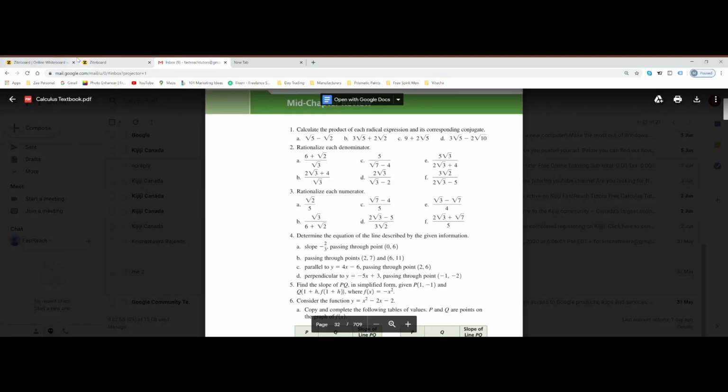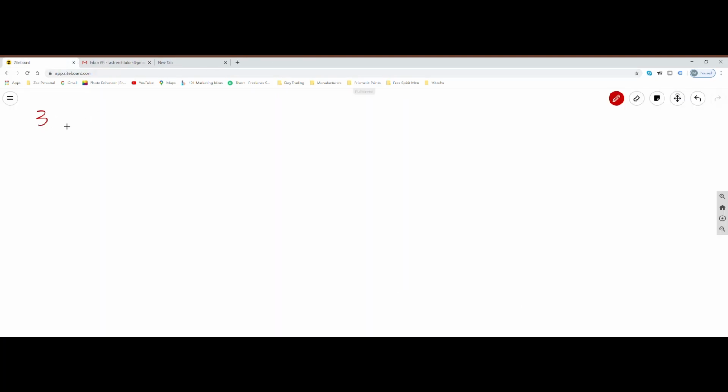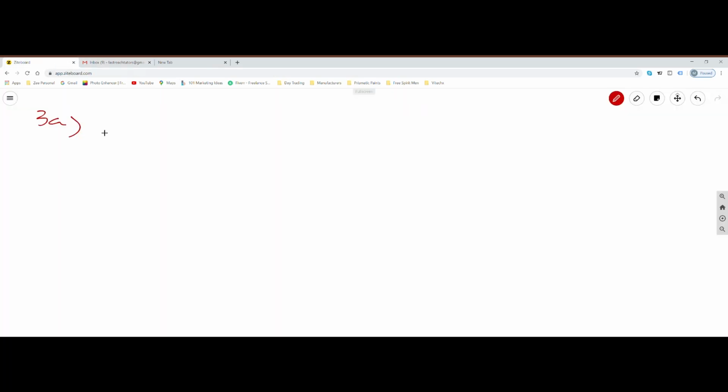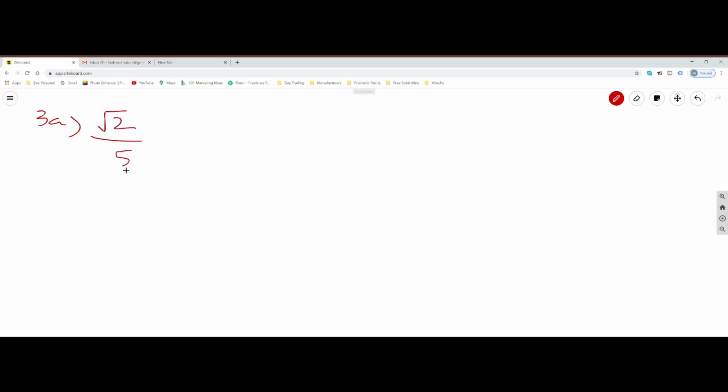So we're going to be looking at 3, which is rationalizing the numerator. So the square root of 2 over 5. So you multiply the radical to the top and the bottom.